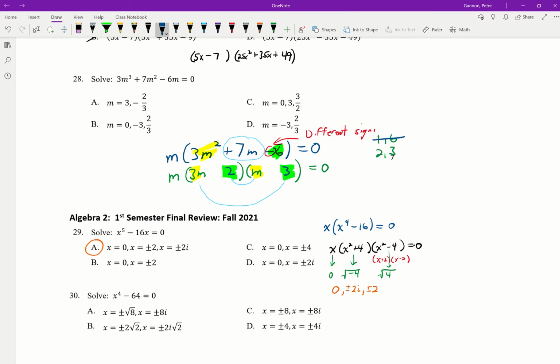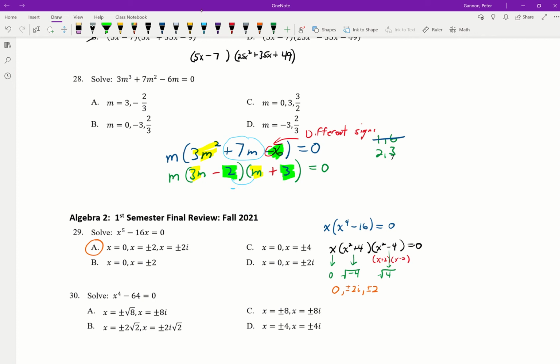If I use 2 and 3, the 3 has to go here. The 2 has to go here. Well, if you look at that, 3m times 3 is 9m. 2 times m is 2m. As long as this one is negative, I'll get that positive 7m. So we're going to end up with a negative here and a positive here. And that's how you would do your factors.